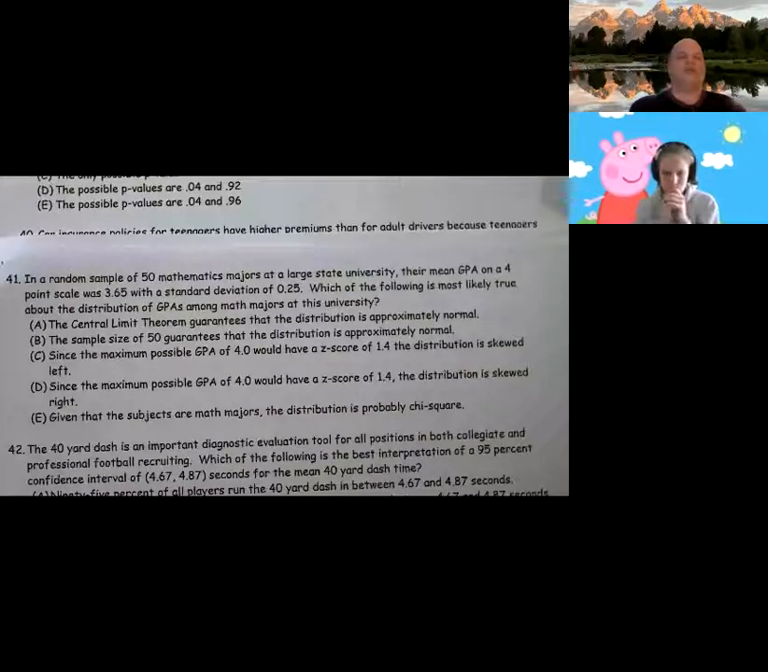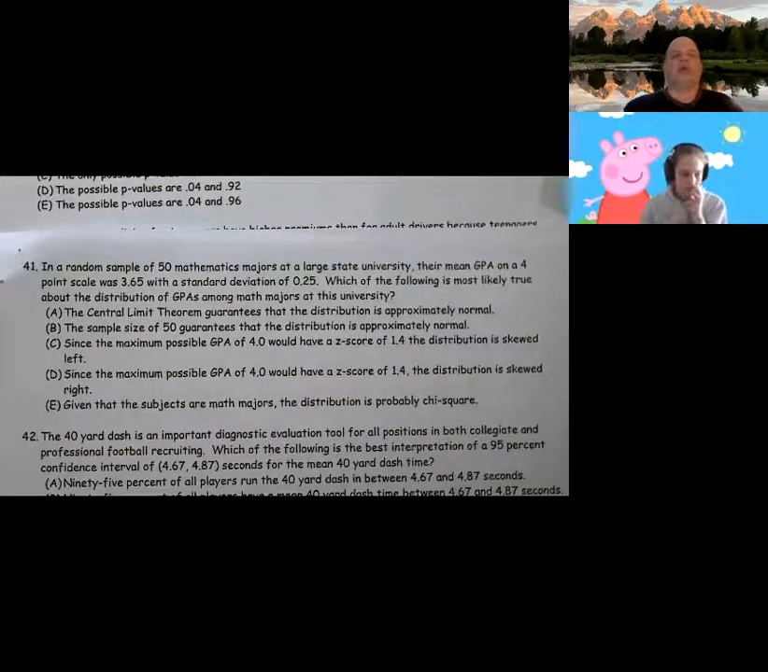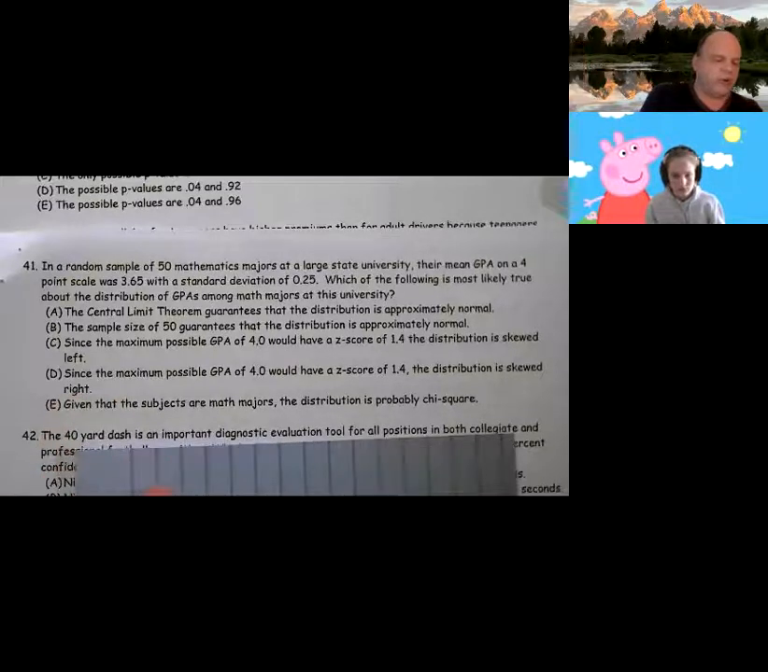All right, this is question 41. In a random sample of 50 mathematics majors at a large state university, their mean GPA on a 4-point scale was 3.65 with a standard deviation of 0.25. Which of the following is most likely true about the distribution of GPAs among math majors at this university? Well, it's been a while since I've done this problem. Let's take a look at things real quickly.